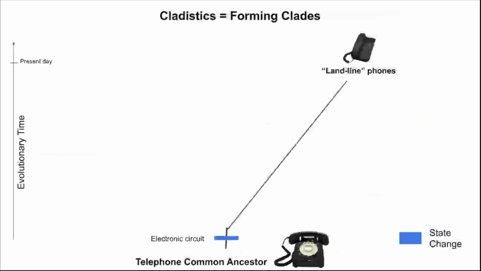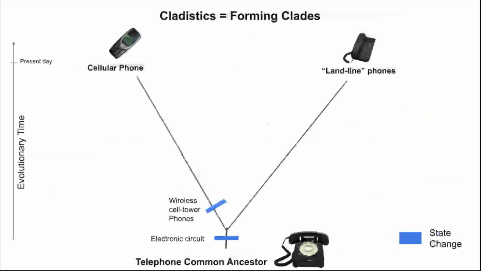That means not extinct. Another state change that occurred sometime in the past was the development of wireless cell phone towers. So these cell phone towers enabled us to have phones that worked not connected, not plugged in. They worked away from these landlines. So we call those cellular phones because they work off that cell phone tower system. And of course, today we still have cellular phones.